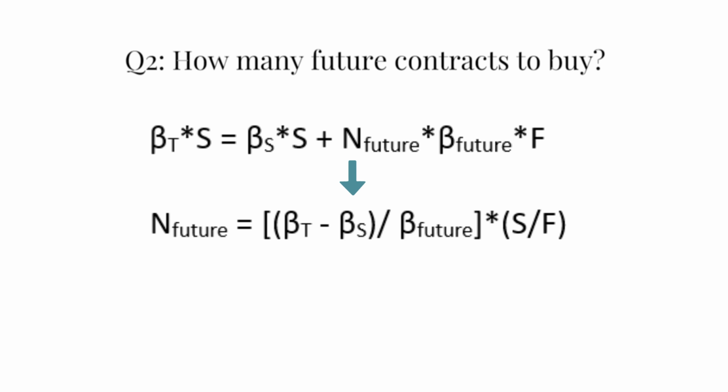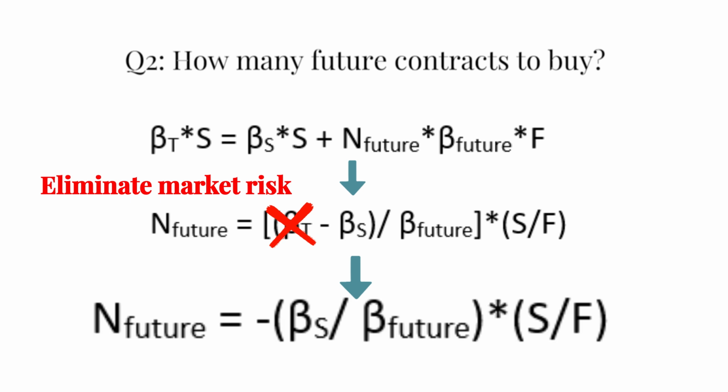If we rearrange the equation, we get the below expression of capital letter N, number of contracts, as a function of other variables. If we want to eliminate market risk from the portfolio, the targeted beta will be 0 and the number of future contracts to sell can be calculated using this simplified equation.